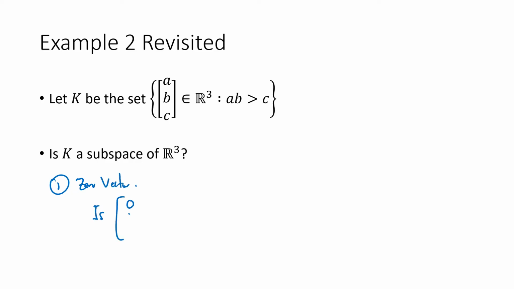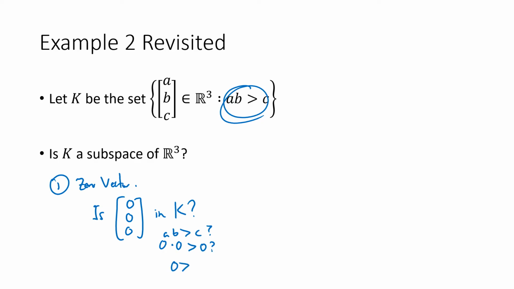Is the 0 vector 0, 0, 0 in K? Well, remember what we had to do to check whether a vector was in K. We had to check this property, A times B greater than C. So A times B greater than C would be 0 times 0, is that greater than 0? Well, that would say 0 greater than 0, but 0 is not greater than 0. If that said greater than or equal to, we'd be in business, but it doesn't. It says greater than. So that doesn't work. And so that means that right away we're done. We know that no, K is not a subspace.